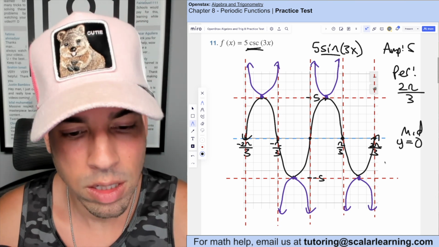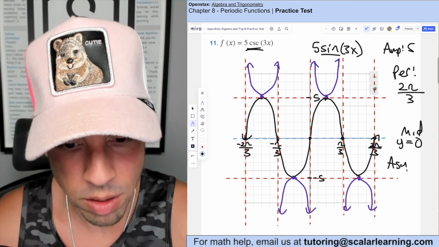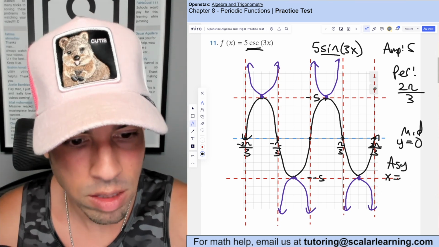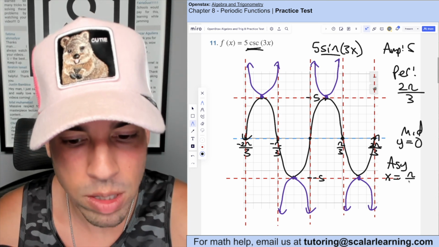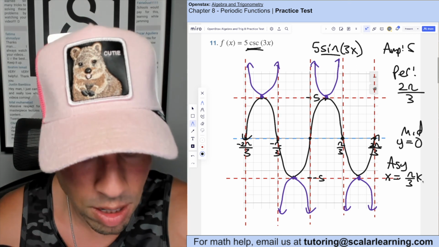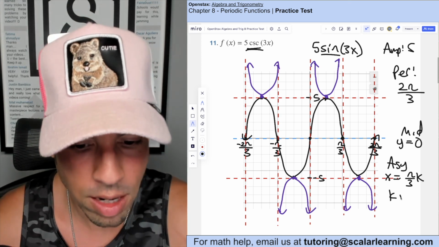And the last thing we need is an equation for the asymptotes, and we can find that because I can see one here at 0, π/3, 2π/3. So they're occurring at every π/3. So we could say π/3 times k, where k is any integer, right?